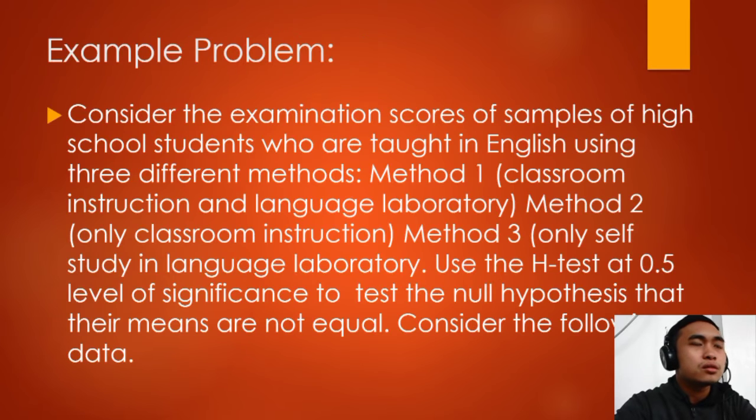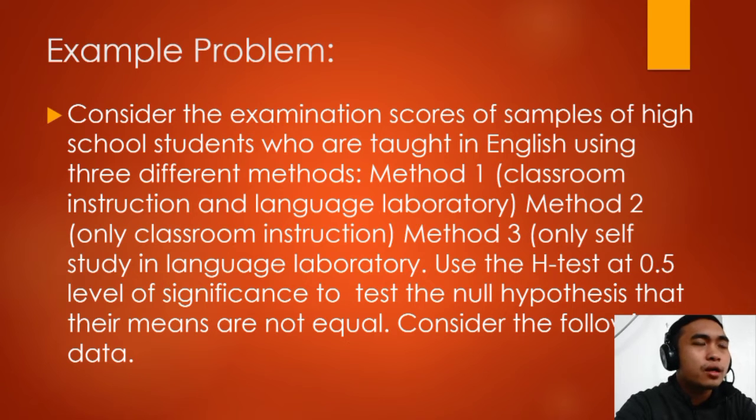Okay, so this is the example problem of the test. Consider the examination scores of a sample of high school students who are taught English using three different methods. Method 1, classroom instruction and language laboratory. Method 2, only classroom instruction. Method 3, only self-study in language laboratory. Use the H-test at the 0.05 level of significance to test the null hypothesis that their means are not equal.